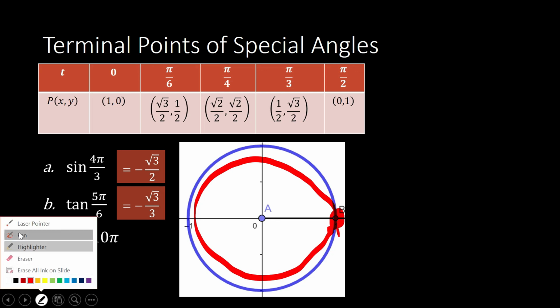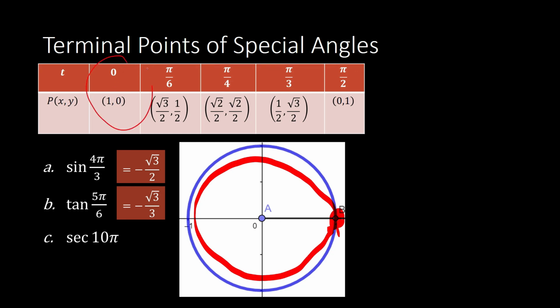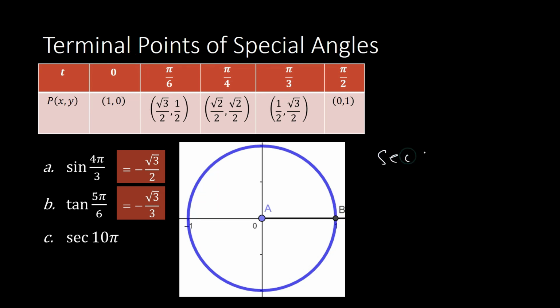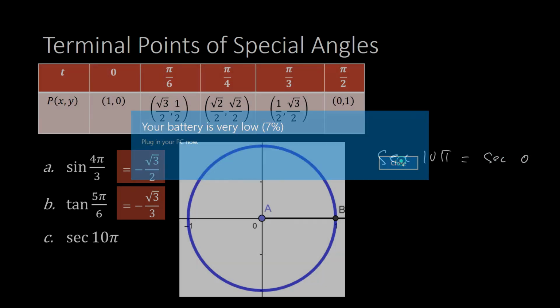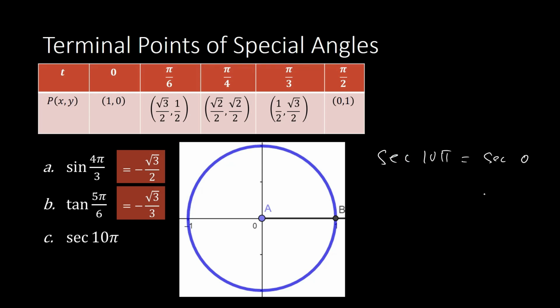You will use this. So secant of 10 pi. Our reference angle here is 0. Secant of 0. Secant is the reciprocal of your cosine function. So what is secant of 0? Secant of 0 is 1 over cosine of 0. And you know cosine of 0 to be equal to 1. So this is just equal to 1.